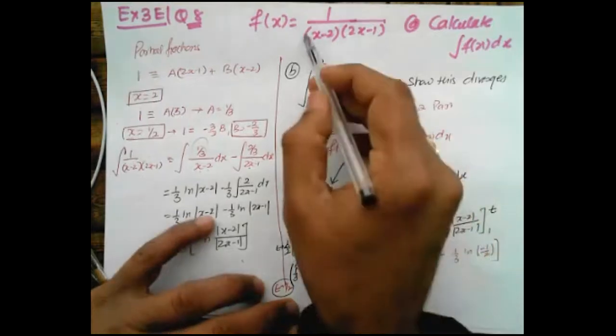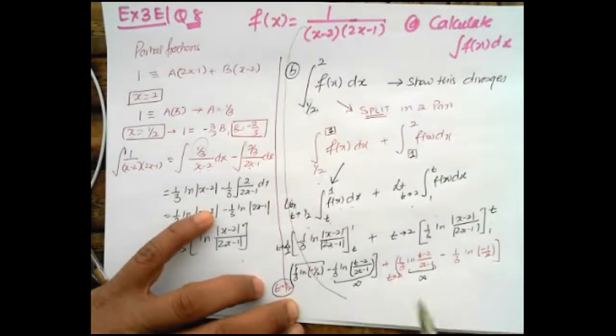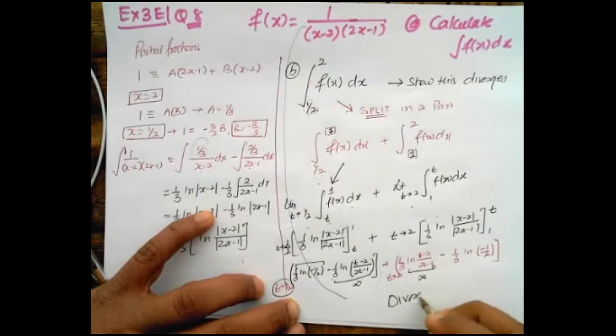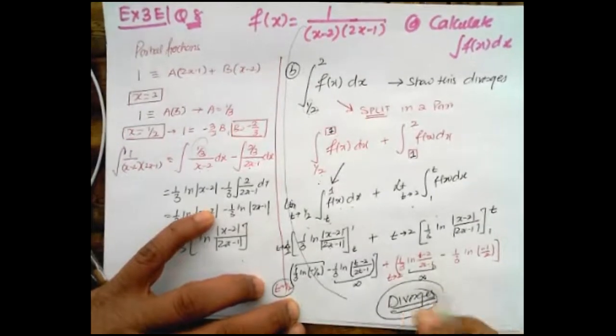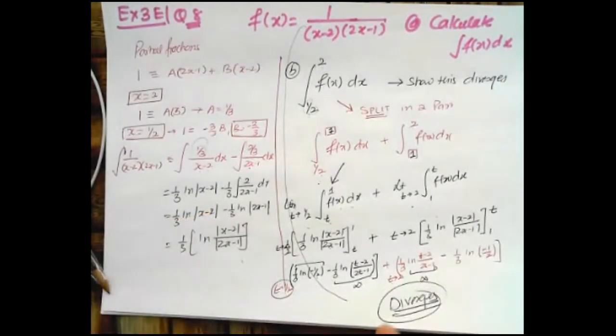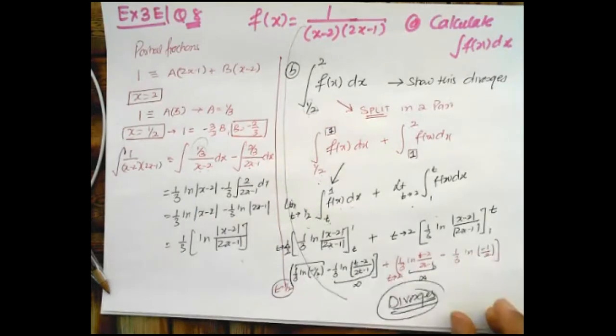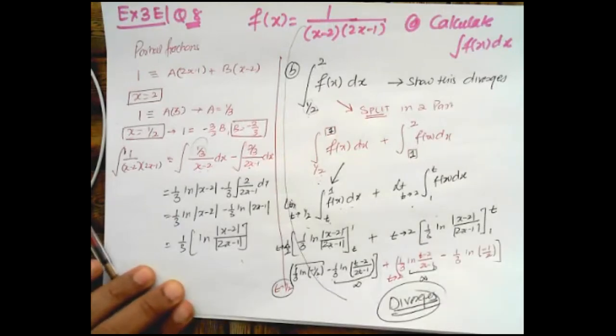That's why, what do we say? That this function between these limits diverges, because we cannot evaluate this. We're not able to use these two values and get an answer for this function. Okay, the infinities are not coming in the denominators for us to get an answer. Okay, so this is your integration using partial fractions.